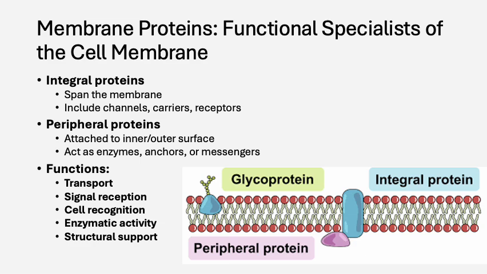Some proteins span the entire membrane and act as channels or carriers that move substances into or out of the cell. Others serve as receptors, allowing the cell to receive and respond to chemical signals. Proteins attached to the membrane surface can function as enzymes, anchors, or recognition markers. Together, these proteins give the membrane its functional specificity and allow the cell to interact precisely with its environment.